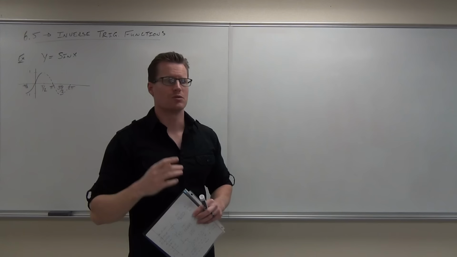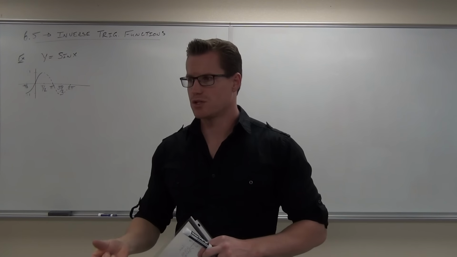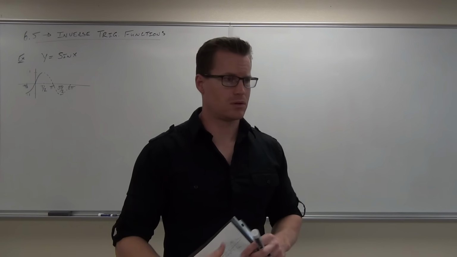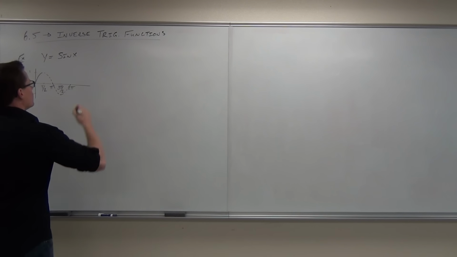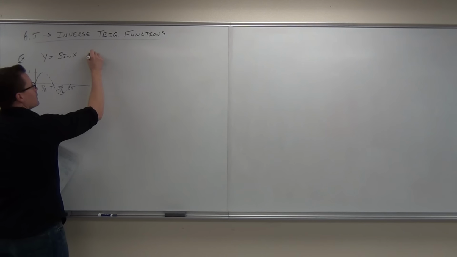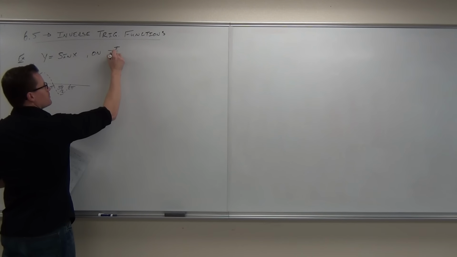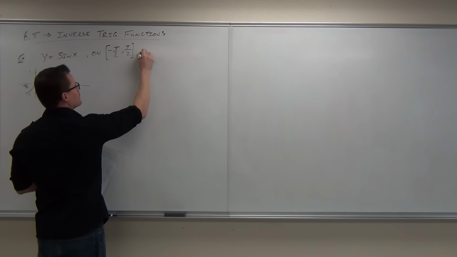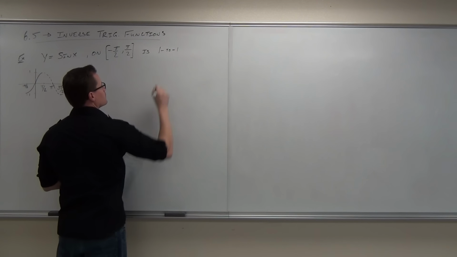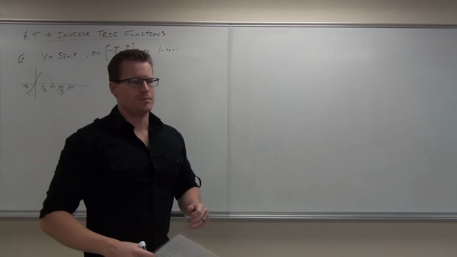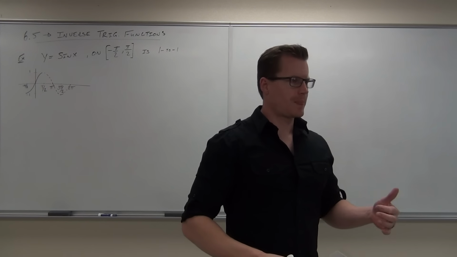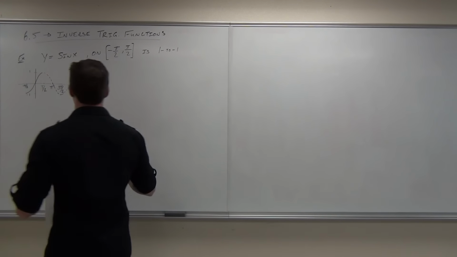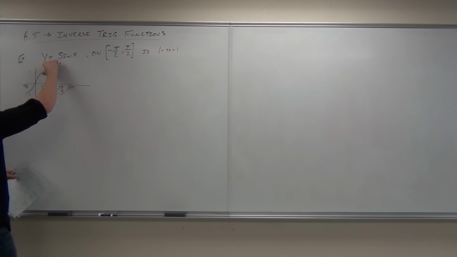So if we focus on the domain and restrict it to negative pi over 2 to pi over 2, do you guys see that sine becomes 1 to 1 on that domain? Yes, no? Yes. Okay, good. So, y equals sine x, cool, on the domain of negative pi over 2 to pi over 2, is 1 to 1. And that's what we want. Again, if a function is 1 to 1, it must have an inverse. Therefore, we say, okay, cool, well, we can find an inverse on this domain. And what I'm going to do is, I'm going to rewrite this just a little bit. I'm going to get rid of all this stuff.